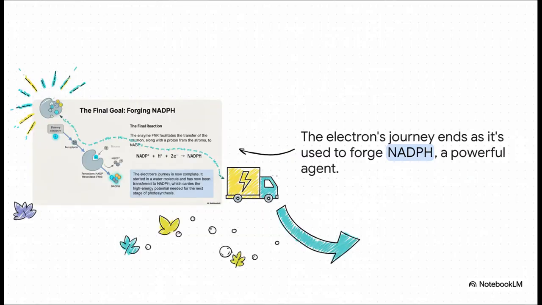But the journey's not over yet. After using up most of its energy to make ATP, that same electron arrives at another complex, photosystem 1. And here, bam, it gets zapped with another photon of light, getting a second energy boost. Now it's fully re-energized, and its journey finally ends when it's used to create our second chemical battery, NADPH. You can think of NADPH as a high-energy delivery truck, carrying that precious energized electron off to the factory floor.